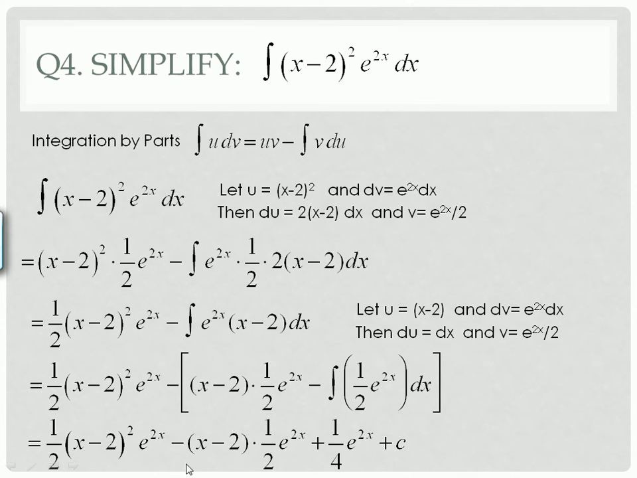So again, if you wanted to, you can maybe factor 1/4 e to the 2x out. And then you could simplify. You could square the (x minus 2) and then subtract off (x minus 2). Actually, that would be 2 times (x minus 2) squared. Anyway, you could simplify if you wanted to. I just left it the way it is.